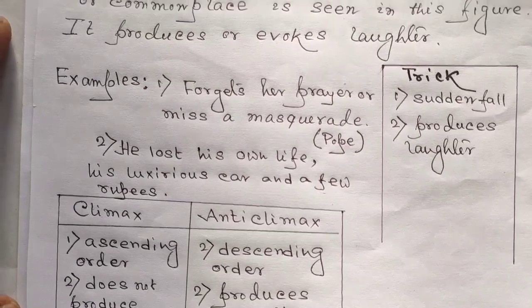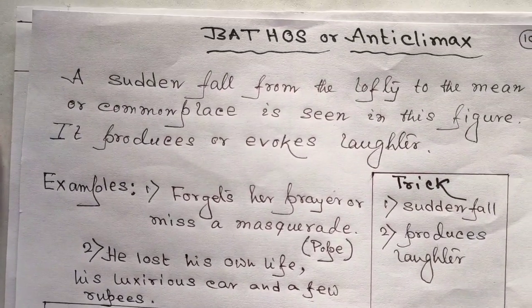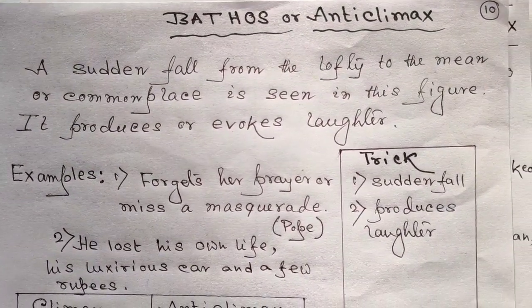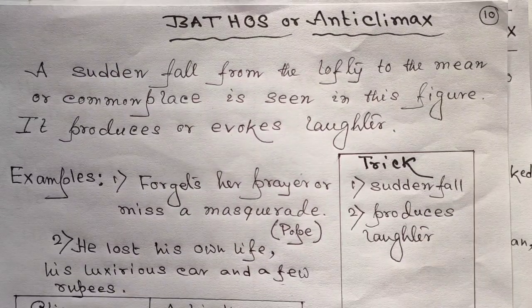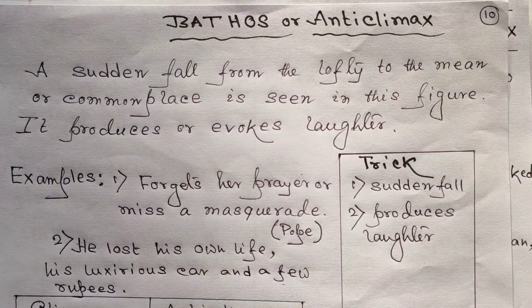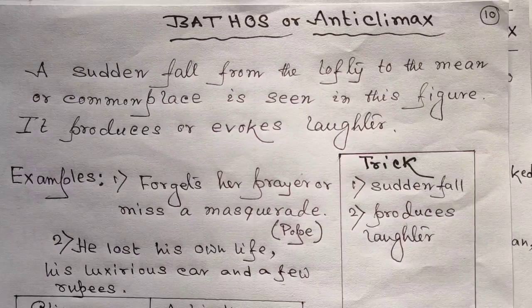Well, now I would just like to move on to the next figure of speech, which is called anticlimax. Remember, an anticlimax is just the opposite of climax. Look at the word anti, meaning opposite. This figure of speech is also known as BATHOS. Now look at the definition. A sudden fall from the lofty to the mean or commonplace is seen in this figure. It produces or evokes laughter.